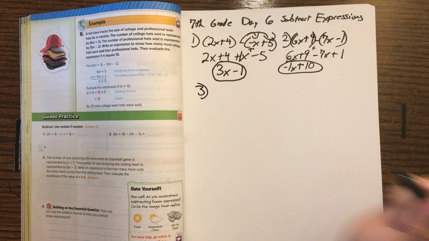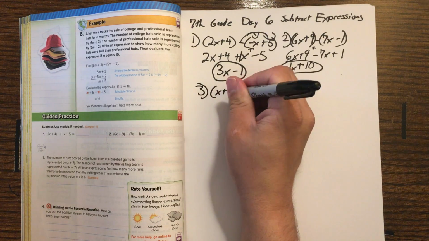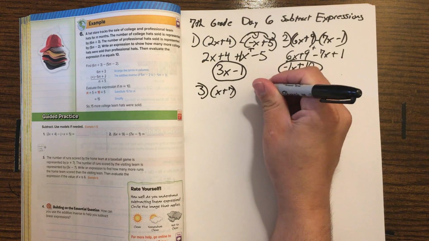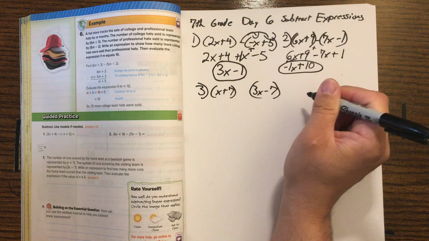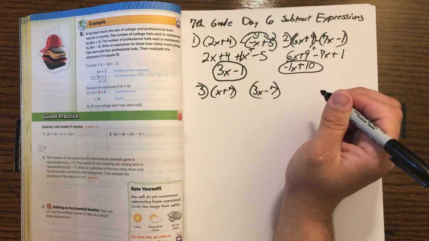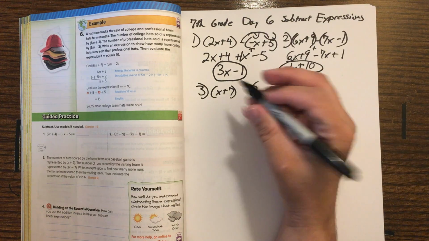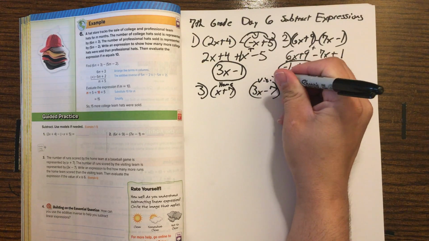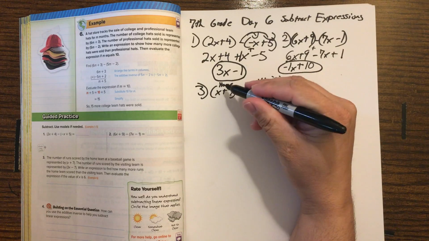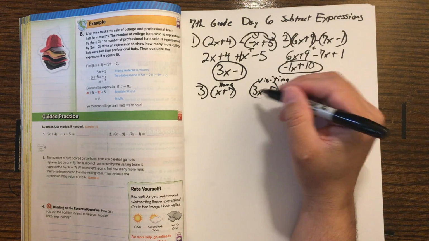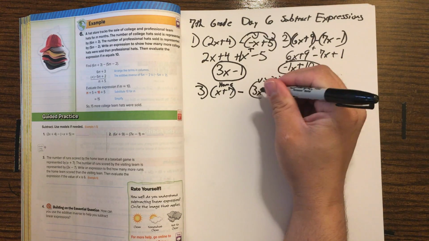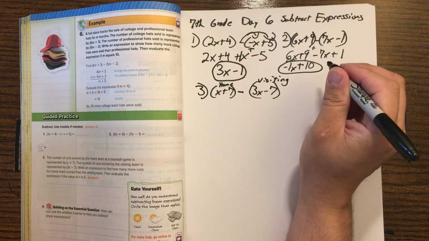Number 3 tells me the number of runs scored by a home team at a baseball game is represented by x plus 7. The number of runs scored by the visiting team is represented by 3x minus 7. Write an expression to find out how many more runs the home team scored than the visiting team. So it is telling me that the home team, which is this one, and this is visiting, scored more runs than the visiting team, and it says how many more. And so the phrase how many more tells us we need to subtract. And then it tells us the home team scores more, so I need to subtract the visiting team's amount from the home team.